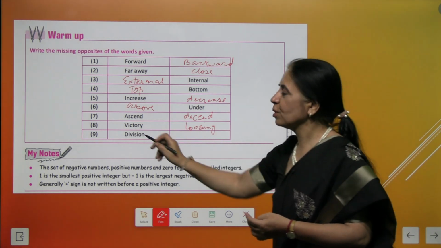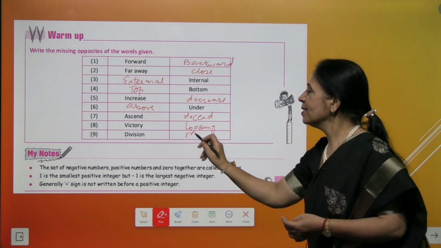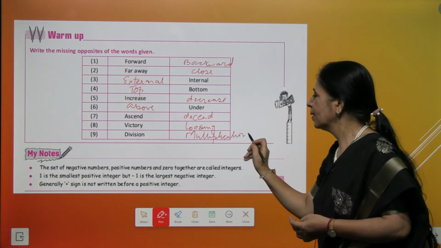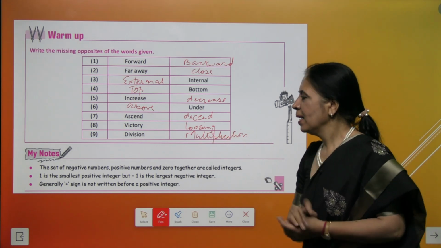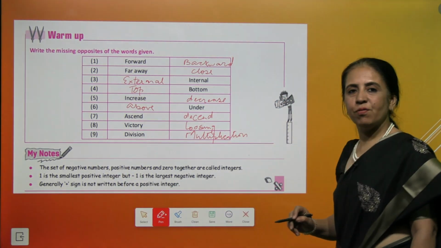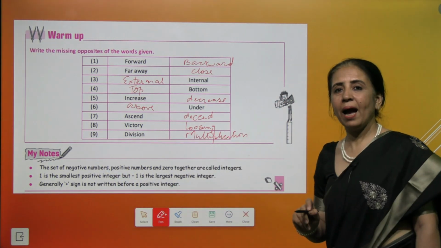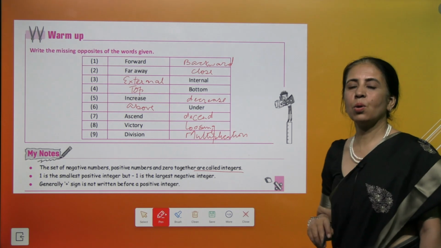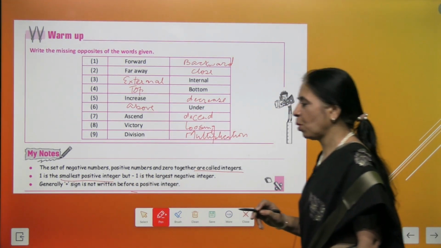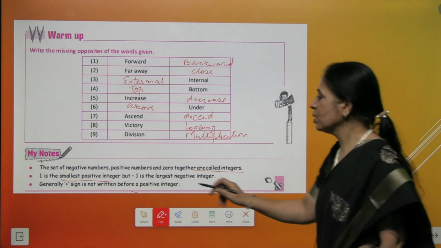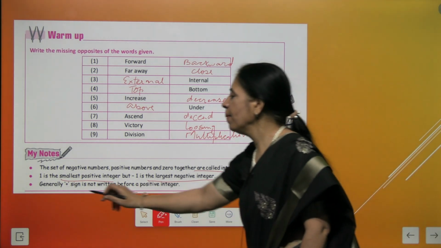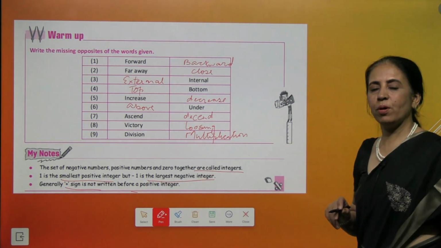Division. What is the opposite of division? Yes, it is multiplication. Now, come to minus. A set of negative numbers, positive numbers and zero together are called integers. And after this, 1 is the smallest positive integer, but minus 1 is the largest negative integer. And generally plus sign is not written before a positive sign.